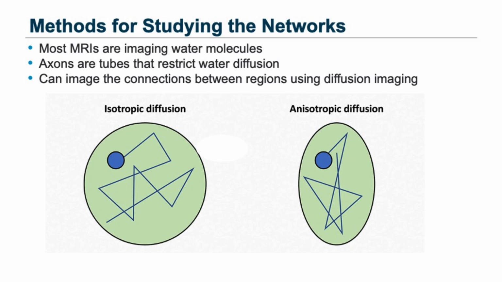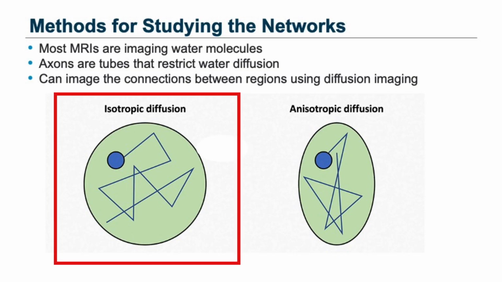So if the water is in an environment where it can move in any direction it wants, then basically if you image many water molecules in that region, you're going to see random motion going in all different directions. And the likelihood of water moving is equal in any direction. So that's called isotropic diffusion.